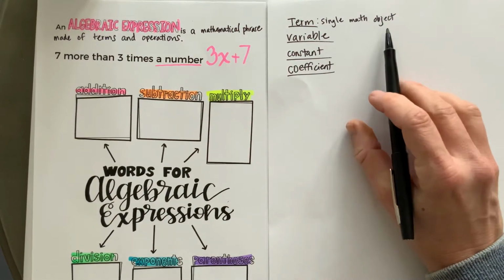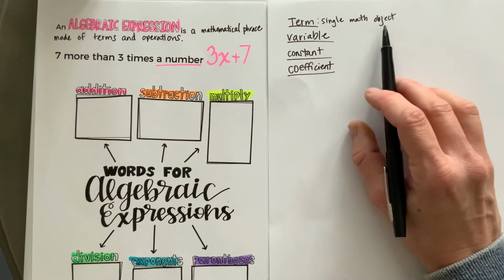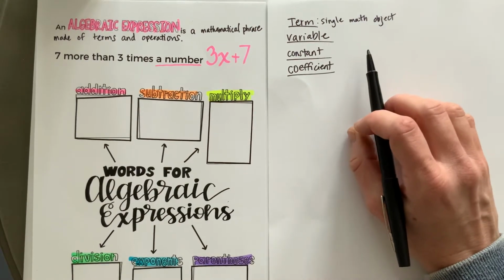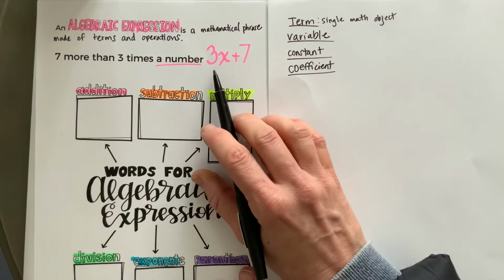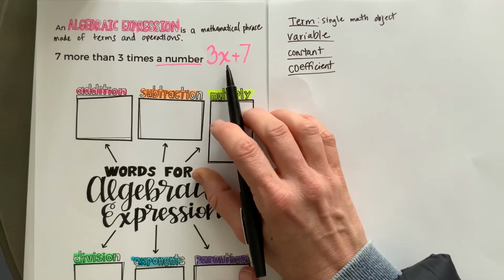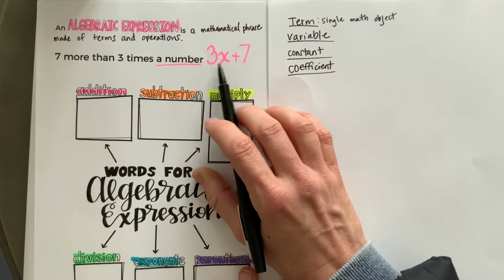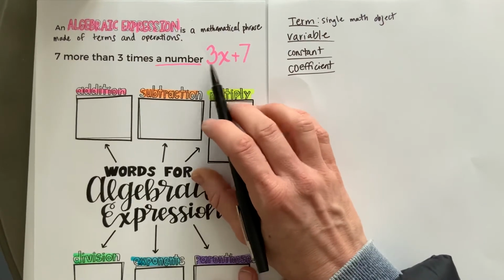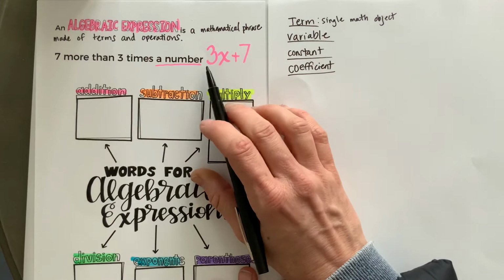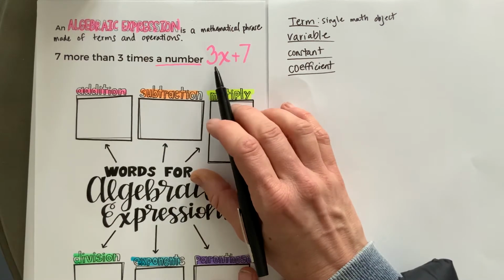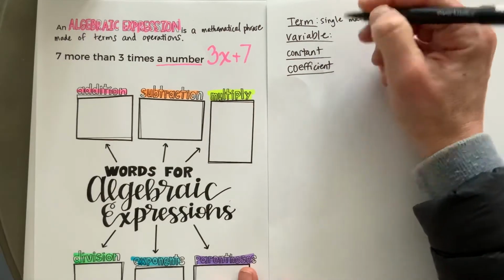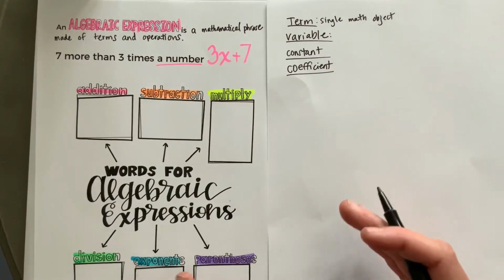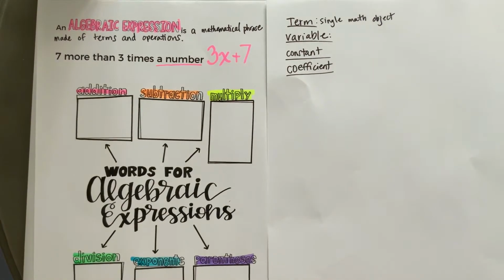Now, I say a math object because sometimes that mathematical object might be a variable, sometimes it might be a constant, and sometimes it might be, like in this case, a variable multiplied by a coefficient or just a numeric multiplier. So this is 3 times x. Whenever you see a number right in front of a variable, it means multiply. So 3 times that number. Okay, so let's back up a second. So variable, we don't really know what variables are yet.